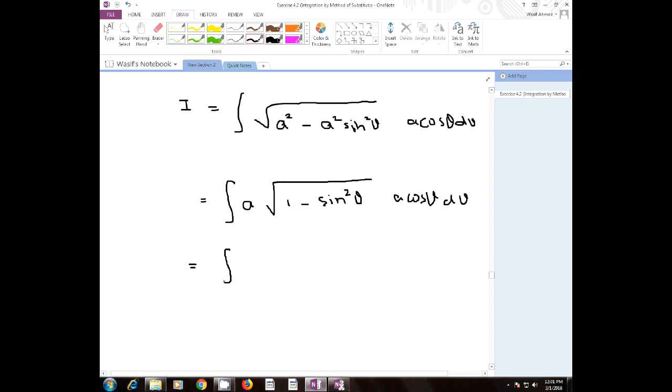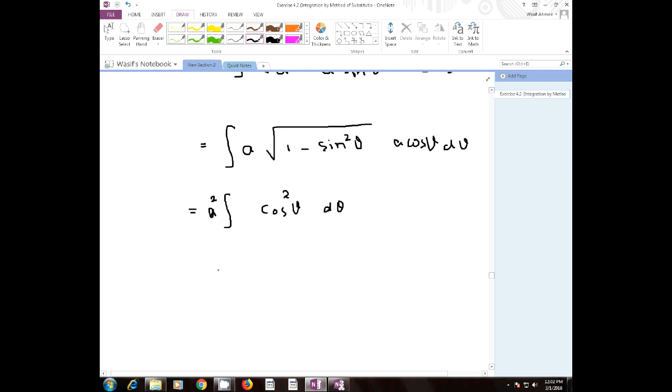A and a get multiplied and they give a square, which is taken out of the integral since it is constant, and we have to deal nothing with the constants within the integrals. And 1 minus sine square theta is equal to cos square theta, and its square gets cancelled with the square root. You have cos theta. This cos theta gets multiplied with the next cos theta, and it gives rise to cos square theta d theta.